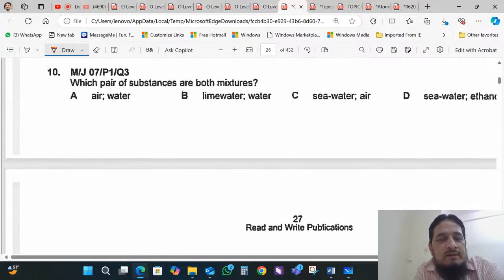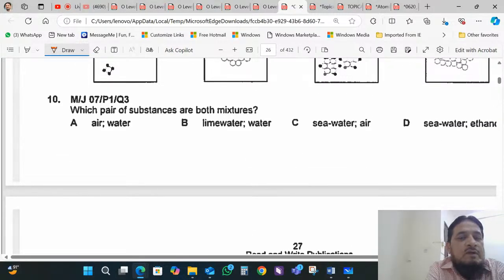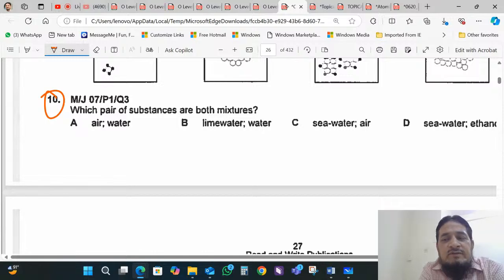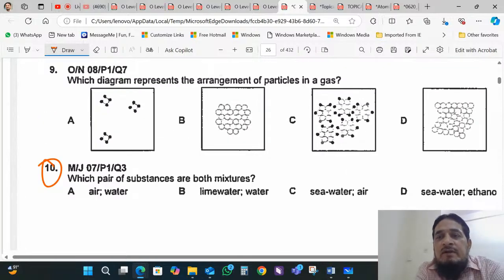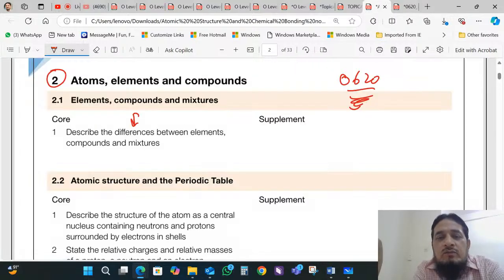So these are some of the questions. We should be doing the last question: which pair of substances are both mixtures? This is repeated. So now we go back to our syllabus.